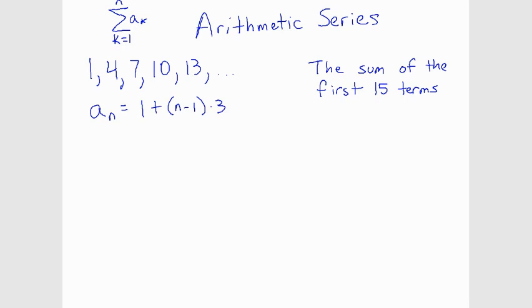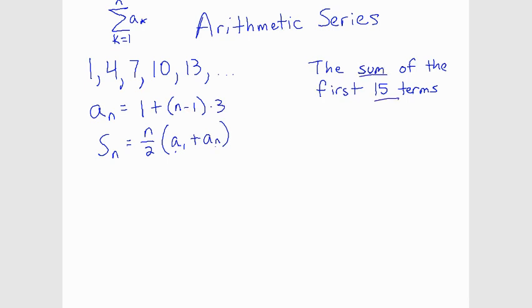So the formula for finding the series of an arithmetic sequence is s sub n equals n divided by 2 times a sub 1 plus a sub n. So we're adding the first term and the last term, and then we are multiplying by the number of terms divided by 2. So this one, I want to find the sum of the first 15 terms.